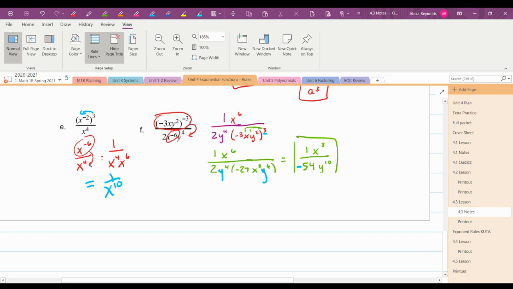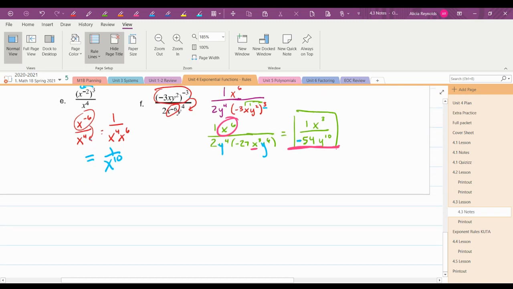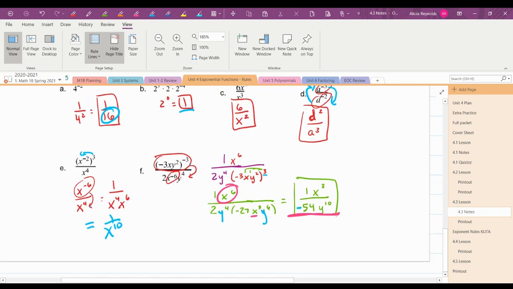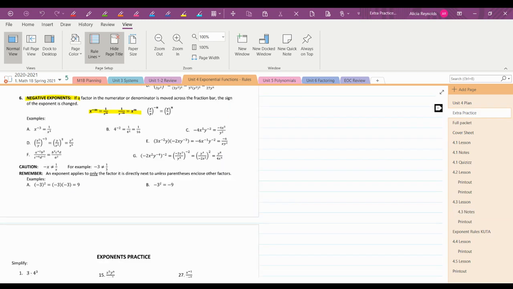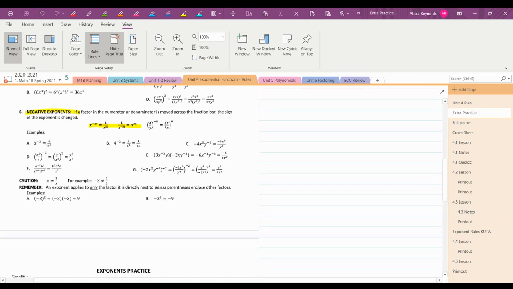And then here looking at x, I have 6 on top and 3 on the bottom. So when I subtract 6 minus 3, I'm left with 3 on top. So that is our final answer. So throwing in the negative exponents just kind of gives us an extra step to make sure that we are dealing with positives only. So let's look at the extra practice page again.